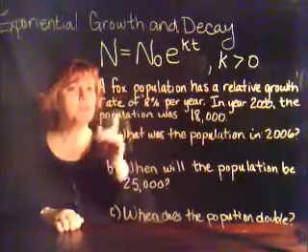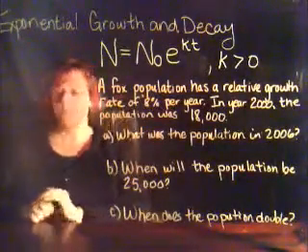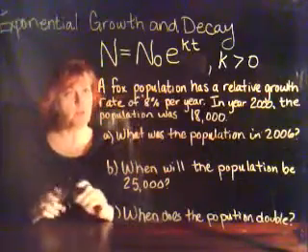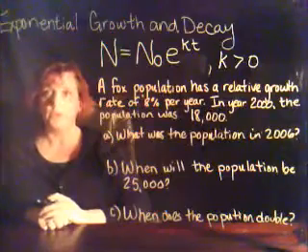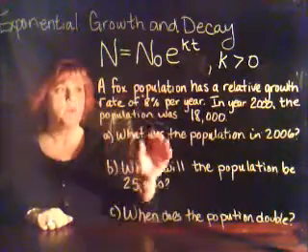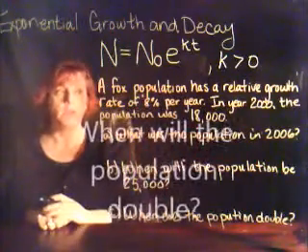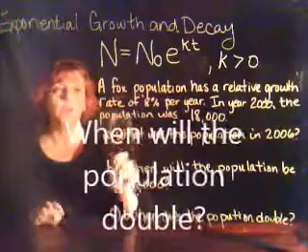So our example is going to be about a fox population. It says that it has a relative growth rate of 8% per year. In the year 2000, the population was 18,000. So we want to know what the population was in 2006 for the first part of this question.